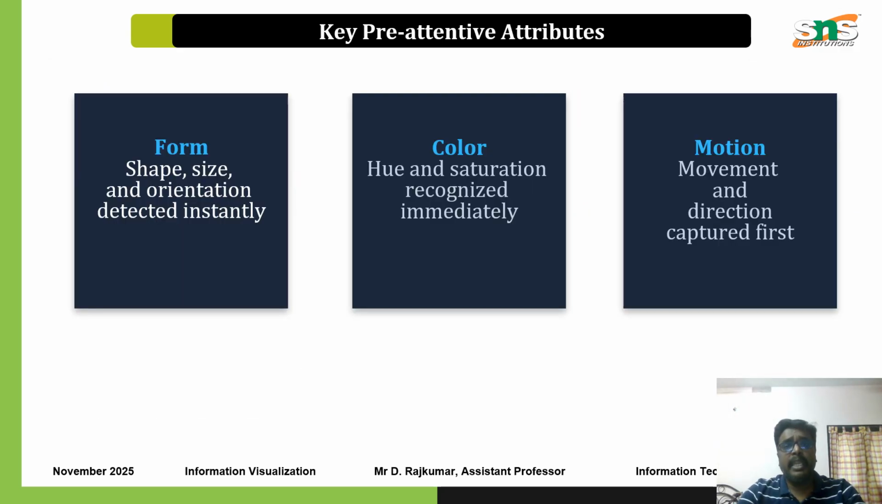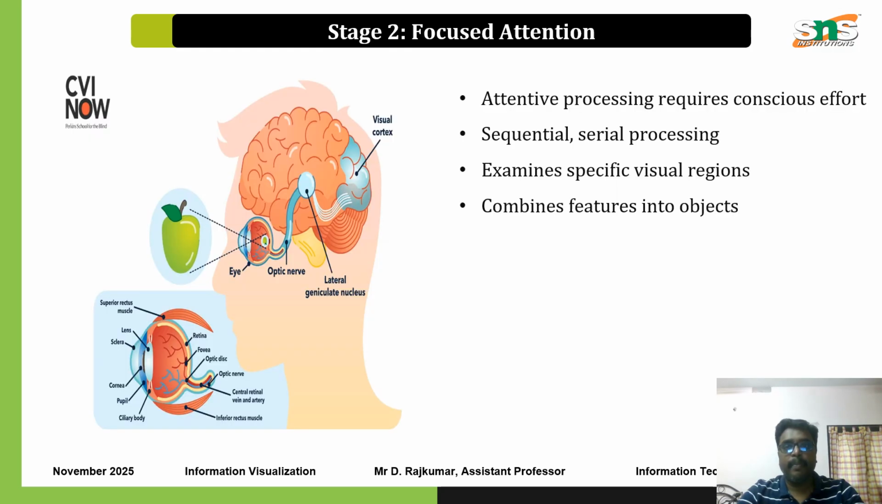Here are the key preemptive attributes. The first takes care of shapes, different sizes, and different orientations, which are detected instantly. Next is color: the hue and saturation level are easily identified, for example the brightness and contrast. Motion: the movement and the direction are captured very fast, whether it is moving towards you or away from you or in what kind of direction. All this information is processed very quickly and sent to the brain, and our brain starts its process.